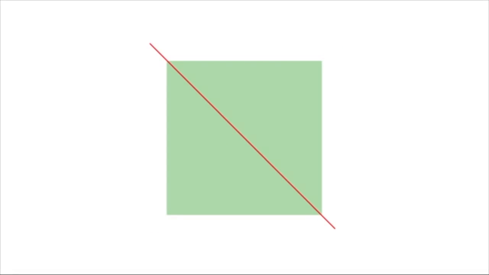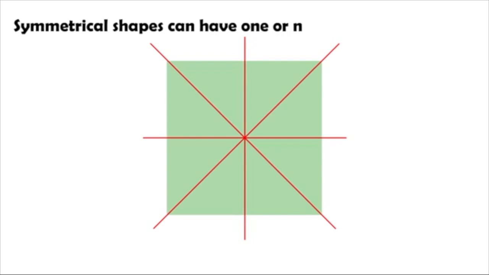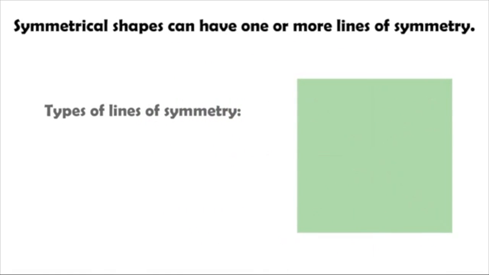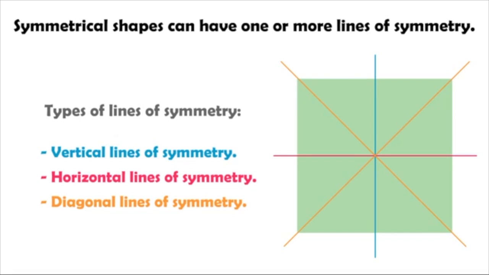A square can also be cut diagonally to get two identical parts, and they are called diagonal lines of symmetry. So, a square has four lines of symmetry. It is very important to note that symmetrical shapes can have one or more lines of symmetry. The types of lines of symmetry include vertical lines of symmetry, horizontal lines of symmetry, and diagonal lines of symmetry.